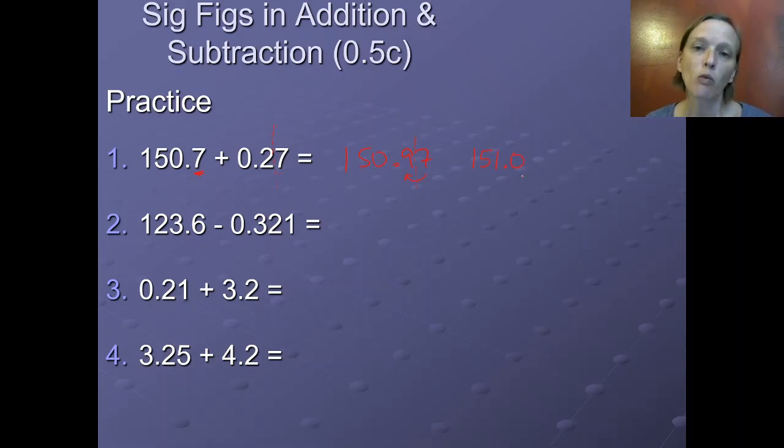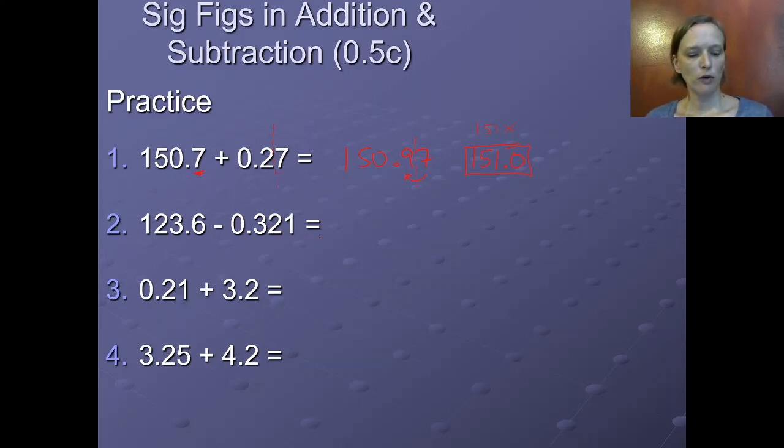Now, remember, I want to include the tenths place here. That tenths place is significant. Therefore, don't just write 151. That would be an incorrect answer. I want to keep that tenths place here, but the 9 did get rounded up to a 10, so it's now a 0. So this is our final answer.